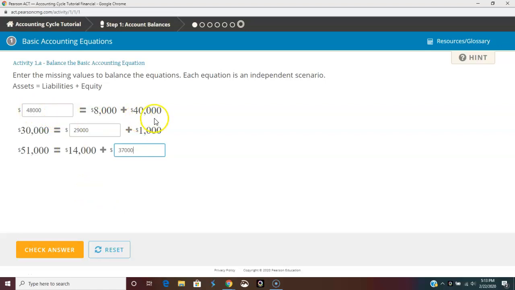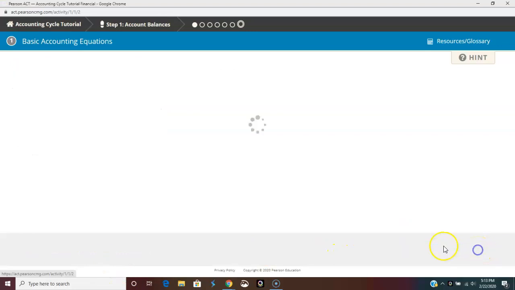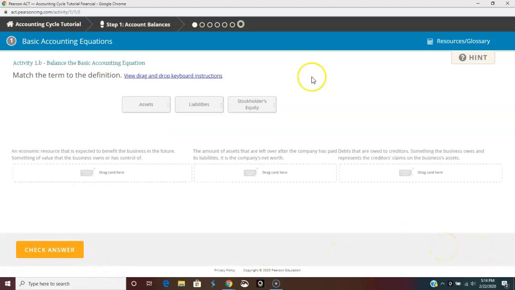It's showing you the equation and saying, if you know these two parts, you know the other part. It has to balance. So let's check our answer. And it says, great job. You can continue on to the next activity. Balance the basic accounting equation. Match the term to the definition. So we're going to drag the term down here.